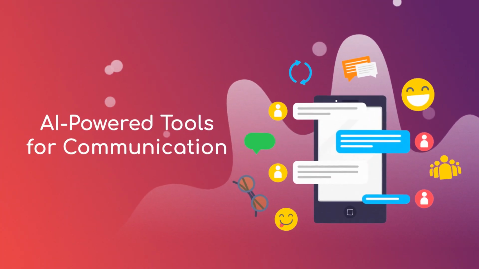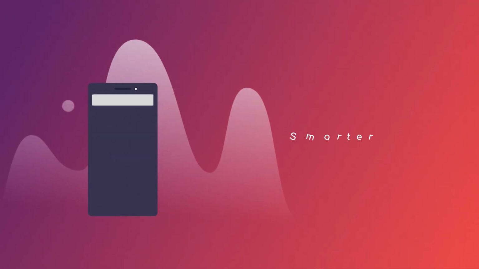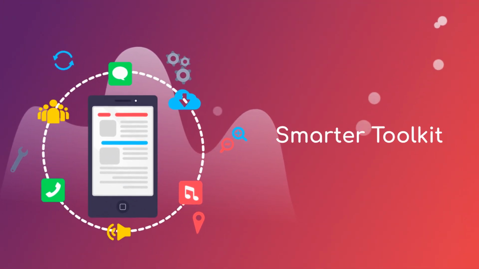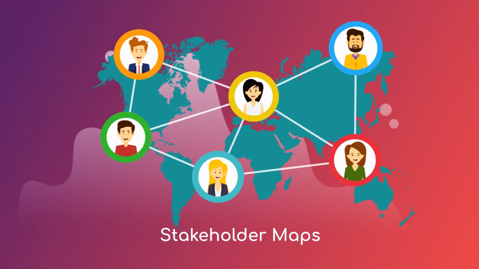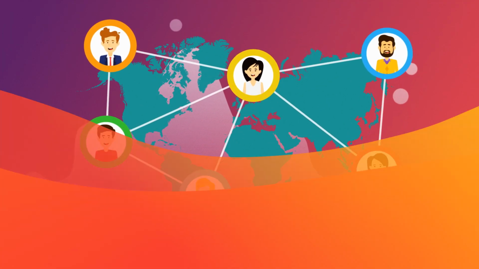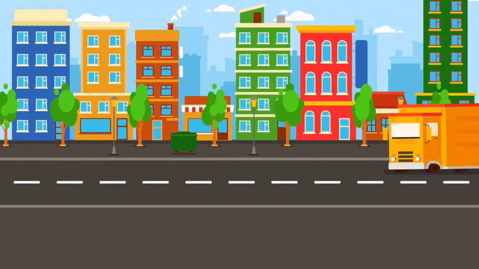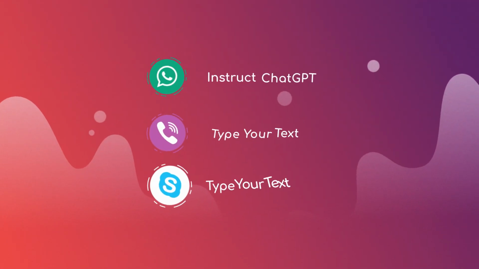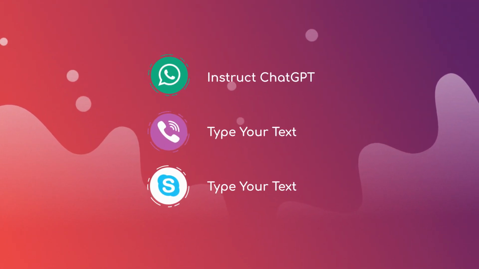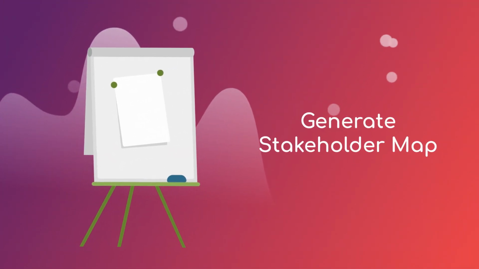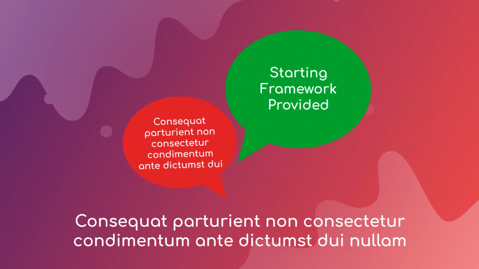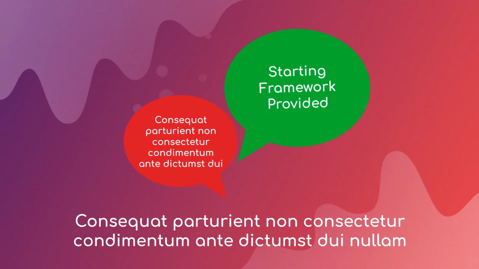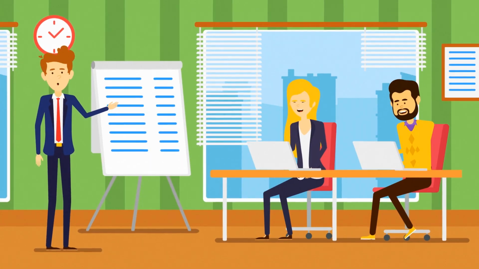AI-powered tools for BA communication. Here's how your toolkit gets smarter with AI. Stakeholder maps. Don't build these from scratch. Just tell ChatGPT, "Generate a stakeholder map template for an e-commerce platform project." It'll give you a starting framework: roles, influence levels, communication frequency, meeting notes, and summaries.